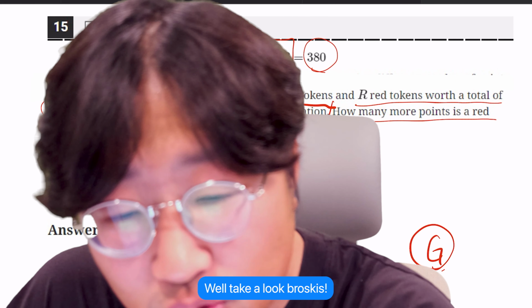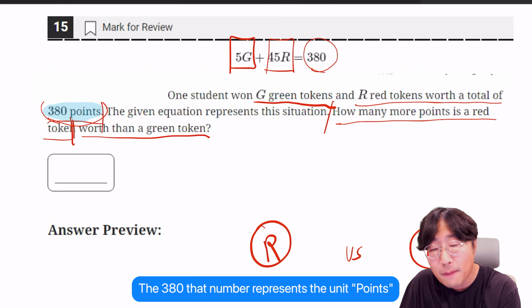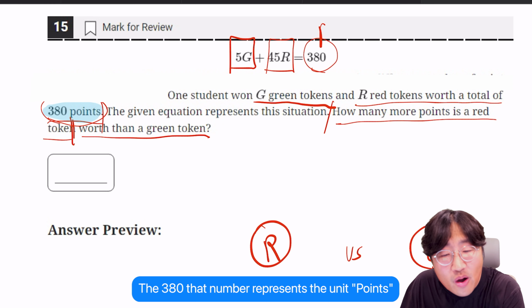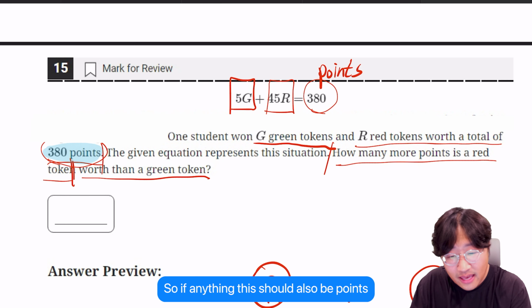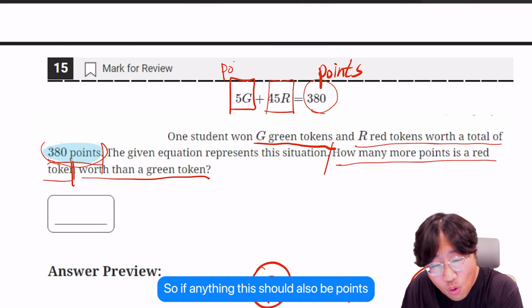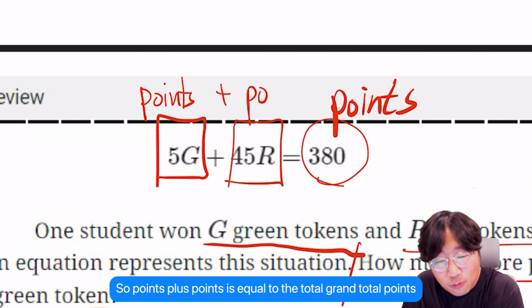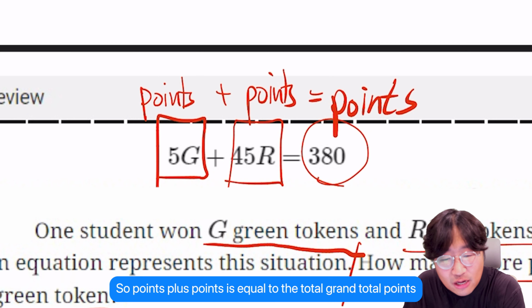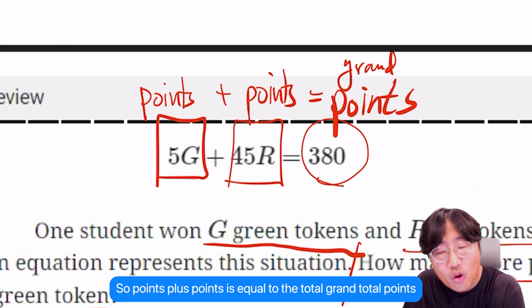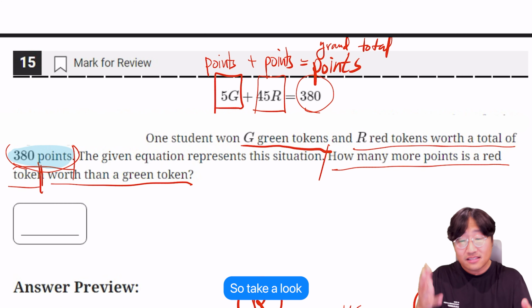Well, take a look. That 380, that number represents the unit points. So if anything, this should also be points, and this should also be points. So points plus points is equal to the grand total points, right? So that's the idea.